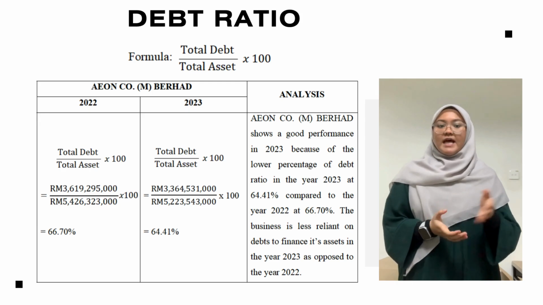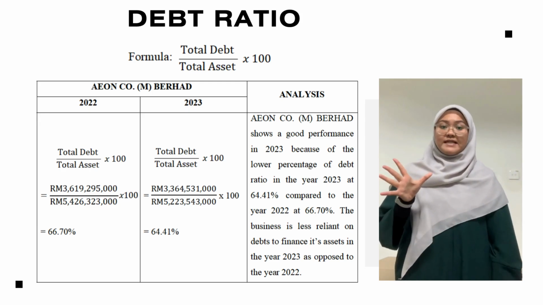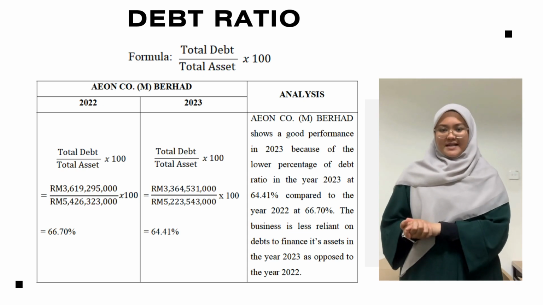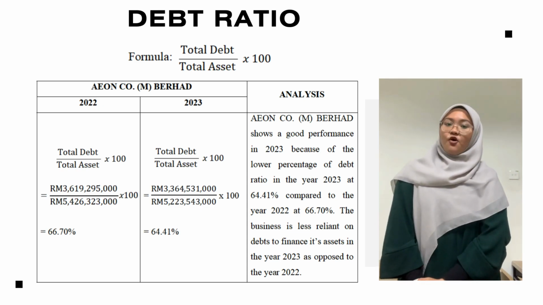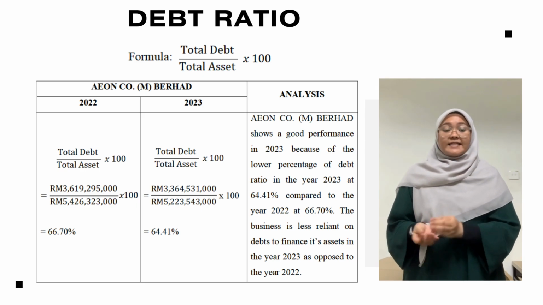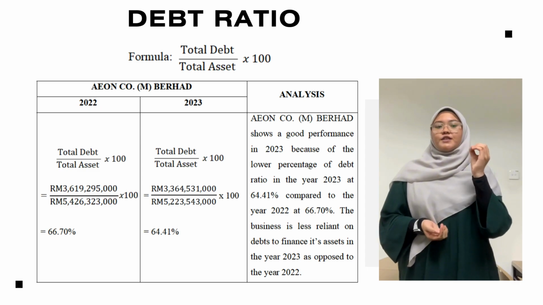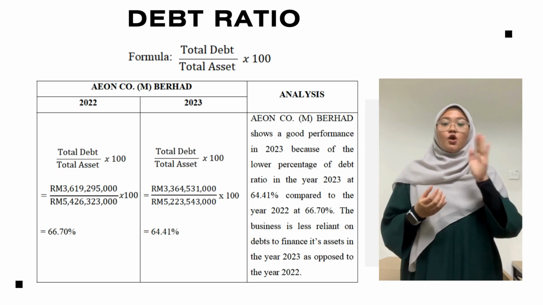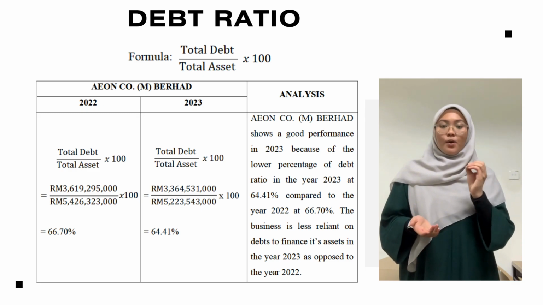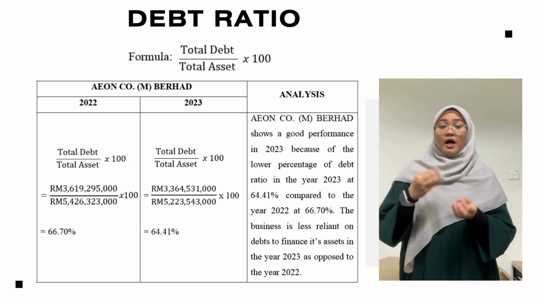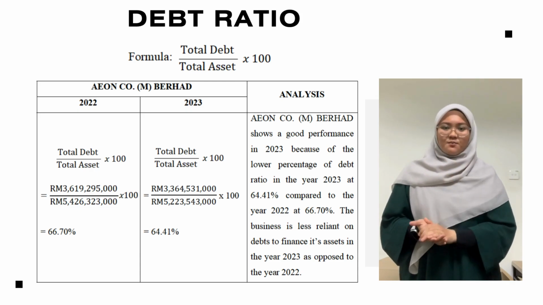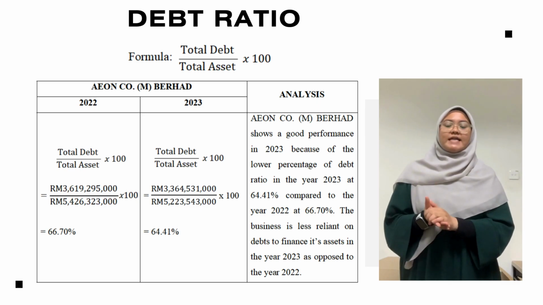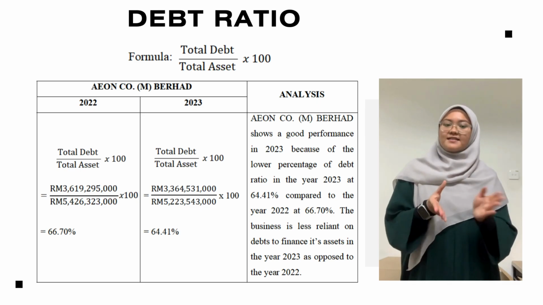3,364,531,000 ringgit Malaysia, divide by their total assets at 5,223,543,000 ringgit Malaysia. Times 100, we will get 64.41%. As for the analysis, Aeon Corporation Berhad shows a better or good performance in 2023 because of their lower debt ratio at 64.41% as opposed to the year 2022 at 66.70%. This means that in 2023, Aeon Corporation Berhad is less reliant on their debts to finance their assets.